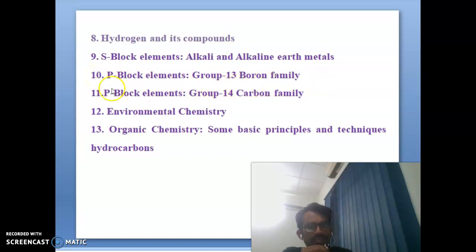13, the boron family, the 11th is P block elements group 14, the carbon family, and the 12th unit is environmental chemistry, and the 13th is organic chemistry: some basic principles and techniques, and hydrocarbons. This is the intermediate first year chemistry syllabus. A total of 13 units are present in the state syllabus, and you can see these are the very basics of chemistry lessons in intermediate first year.